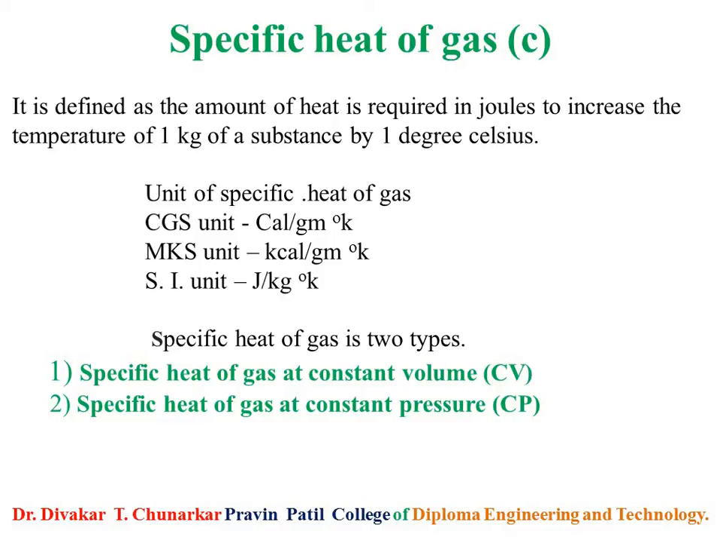To increase the temperature of 1 kg of substance by 1 degree Celsius. And the unit of specific heat is, in CGS unit, calorie per gram degree Kelvin; in MKS unit, kilocalorie per gram degree Kelvin; and the SI unit of specific heat is joule per kg degree Kelvin.